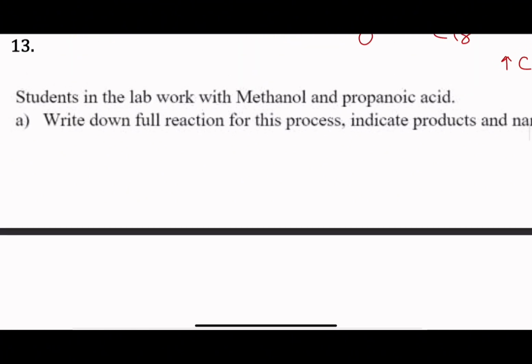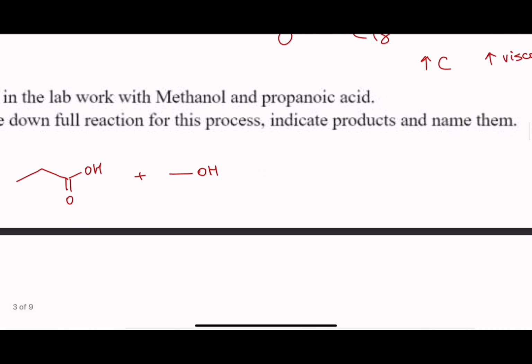So this is easy. Propanoic acid meaning, so I'm going to write everything in line diagram. Propanoic means I have 3 carbons, and the last carbon has to be COOH. This is my propanoic acid. And then I have methanol. Methanol is written like this, because we know that methanol is a single line attached to OH.